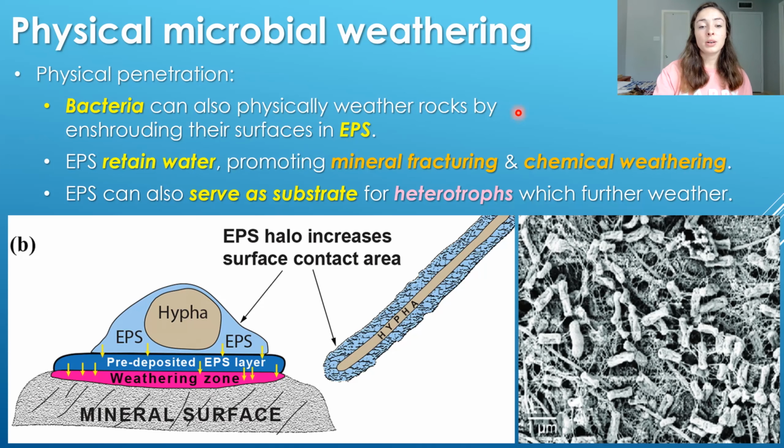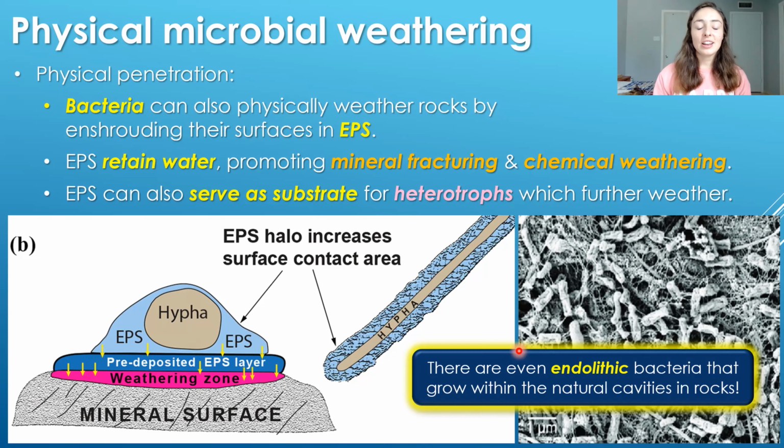And this is really important for promoting the weathering of the rock because it promotes not only mineral fracturing, so physical weathering, but also chemical weathering, because the longer they retain the water that's flowing through, say solution flowing through and around that rock, they can prolong the period of time at which that water can interact with the rock's surface and chemically weather it. But EPS can also serve as a substrate for heterotrophs, which can further weather the rocks. I also want to mention that there are even things called endolithic bacteria that can grow within natural cavities in rocks, which is pretty freaking awesome.